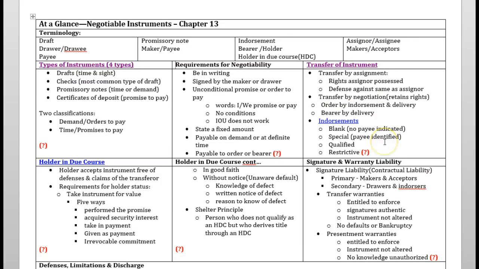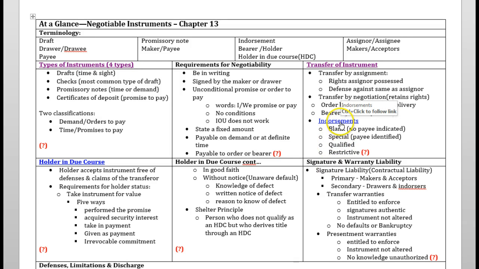So we need to have some questions here. We will look at 3 questions, and then we'll come back and start over with endorsements. And then that will end this part of the overview.